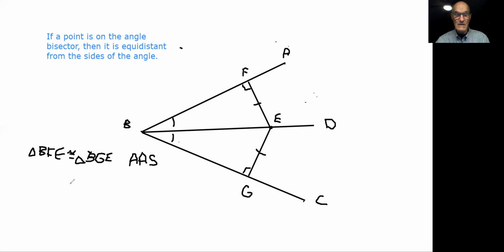so I can say that FE is congruent to GE, segment FE is congruent to segment GE, and the reason here is that corresponding parts of congruent triangles are congruent. Okay, CPCTC, all right? Now, that's the second theorem.